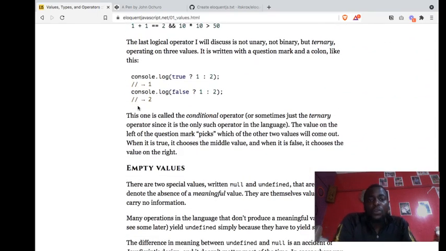This one is called the conditional operator, or sometimes just the ternary operator, since it is the only such operator in the language. The value on the left of the question mark picks which one of the two will come out. When it's true, it chooses the middle value. When it is false, it chooses the value on the right.